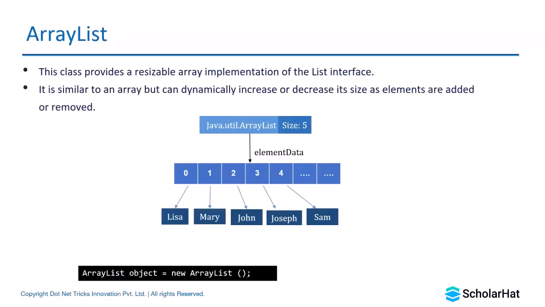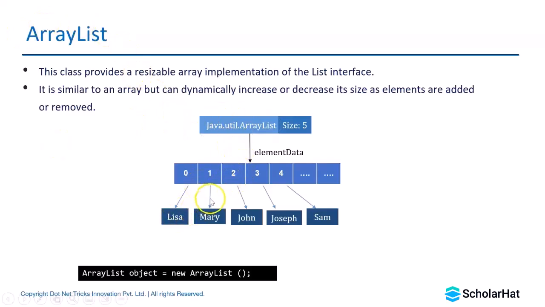ArrayList is the most common class implementing the List interface. It is a kind of resizable array, which we also call a dynamic array. It is similar to an array, but it dynamically increases or decreases its size as elements are added and removed. Since ArrayList cannot be used for primitive data types like int, you just need to define the wrapper class, like Integer, if you want to store integer elements, or String elements or other types.